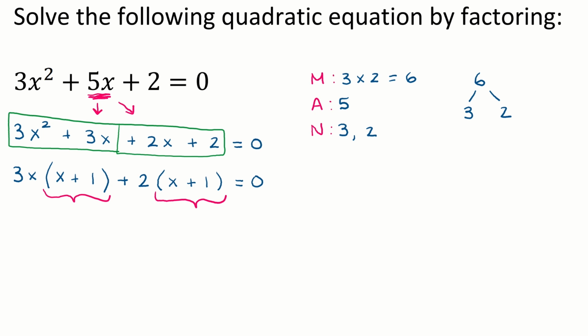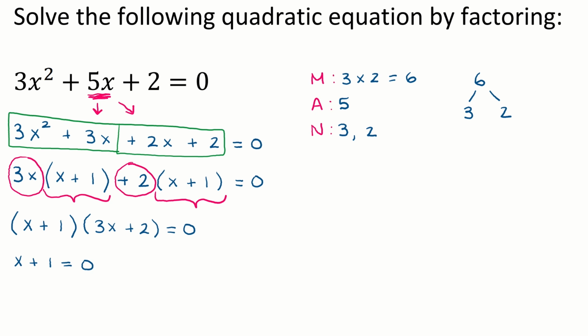For our next line, what we're writing out is the common bracket, x plus 1, is one of our brackets. And our second bracket comes from everything left over. So we have a 3x plus 2, and that's going to make up our second bracket here, 3x plus 2. Now the end of this works just like a simple trinomial. We're going to take each bracket and set it equal to 0. So we have x plus 1 is equal to 0. Solving for x, we're subtracting 1 from both sides. We're getting x is equal to negative 1.